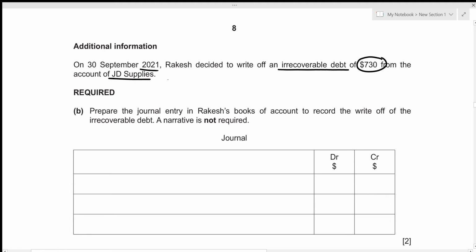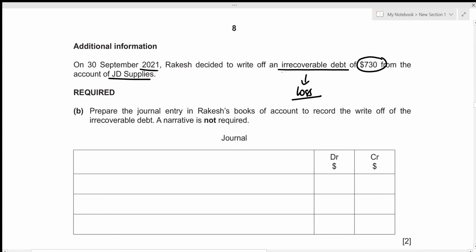So this just means that JD Supplies were unable to pay the amount of 730 to us, and we term that as irrecoverable debt. So this is a kind of loss for our business. Now, the second question asks us to prepare the journal entry in Rakesh's books of account to record the write-off of the irrecoverable debt, and a narrative is not required.